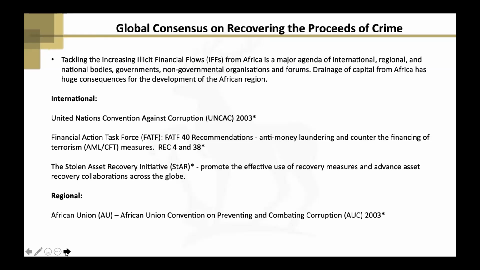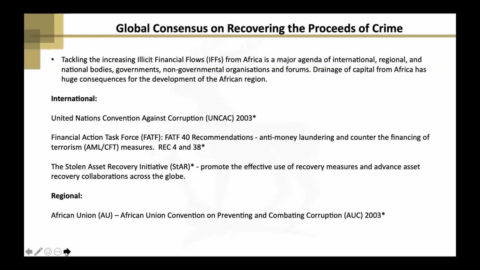Now, there is a global consensus on recovering the proceeds of crime. Lots of speakers here today have talked about illicit financial flows. My concern here is illicit financial flows from Africa. There's a major agenda with the international community and the regional bodies in trying to ensure the confiscation of assets that have been transited abroad, trying to recover them back. Africa has faced drainage of capital and this has huge consequences on the development of the region itself.